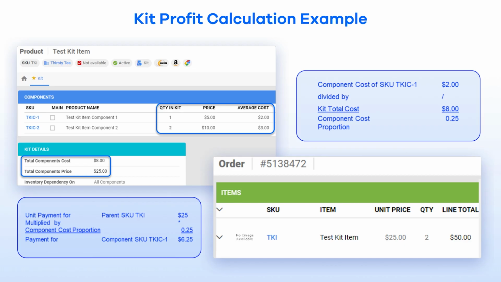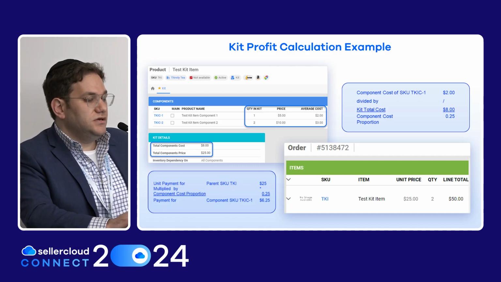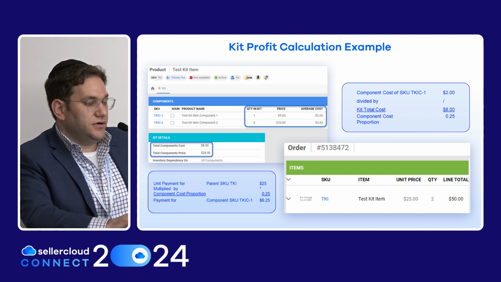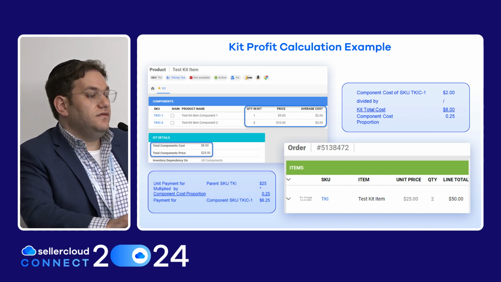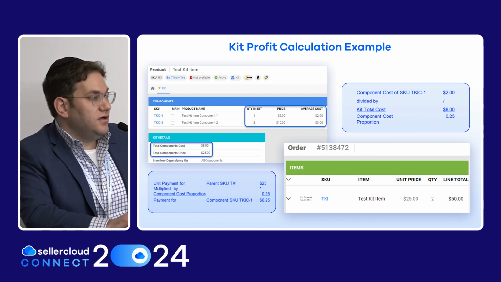The total kit cost you see over here in the middle, in the kit details, you see the total component cost is $8. Then you see on the right corner on top, component cost of the TKIC is $2. We divide that by the total kit cost, and we get your component cost proportion. Then on the bottom, we take the unit price, which was $25, times the component cost proportion, and there we get your payment, your revenue for that component.